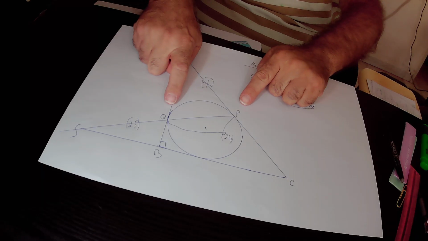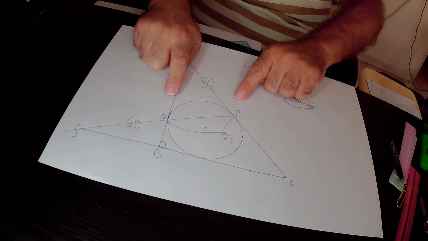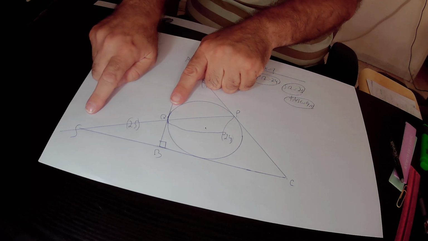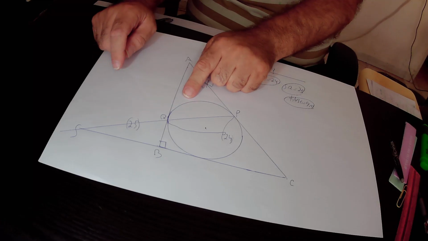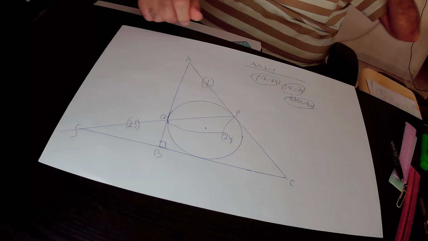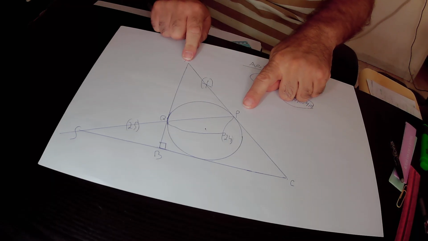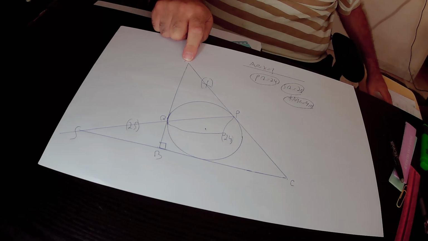The length of this chord QP is equal to 24 units. This line segment SQ is equal to 25 units in length. This is again triangle ABC, and this is the right angle. Again, our task is to find the length of this line segment AP, which is equal to x. We have to find the value of x.